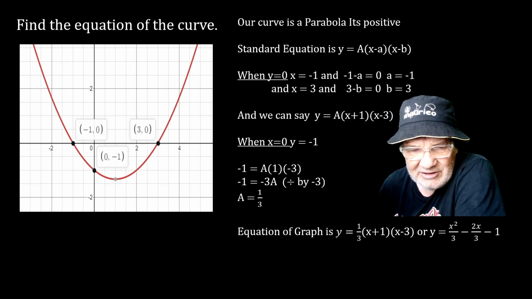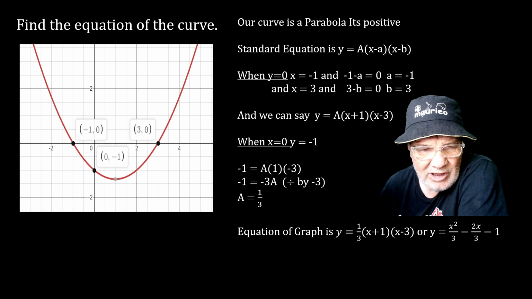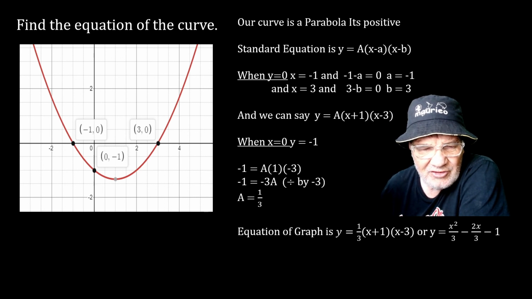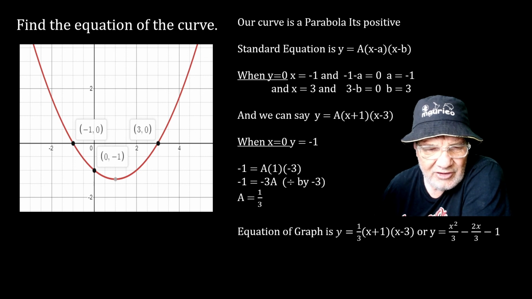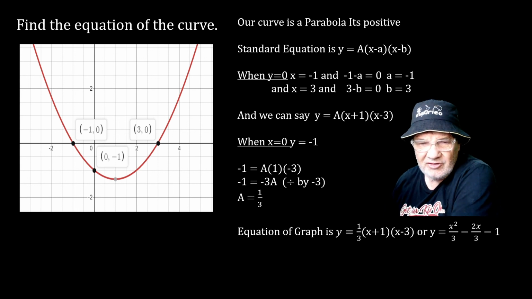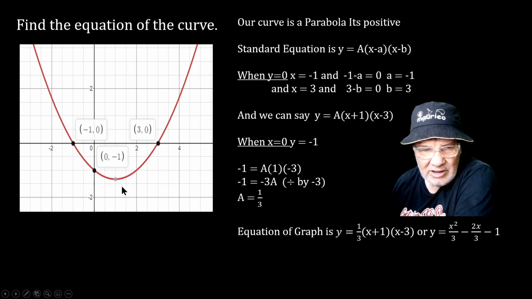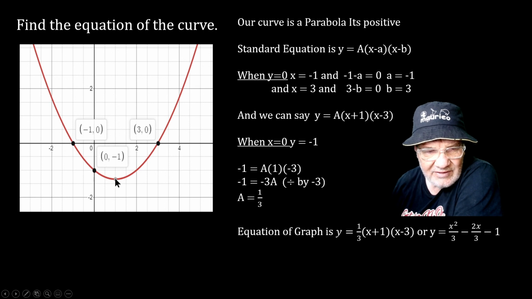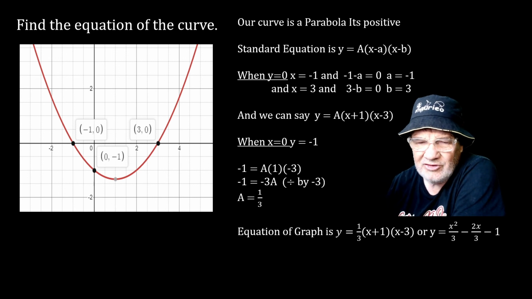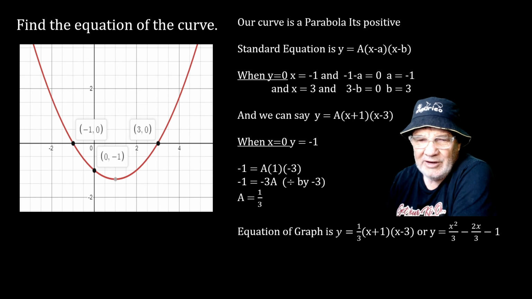And there is, in fact, a third version of the equation, which I haven't shown here. That is able to give us the coordinates of the vertex. Now the vertex is this low point of the curve right at that point there. That's called the vertex. And there is another form of the equation that easily tells us that, but we'll save that for another day.